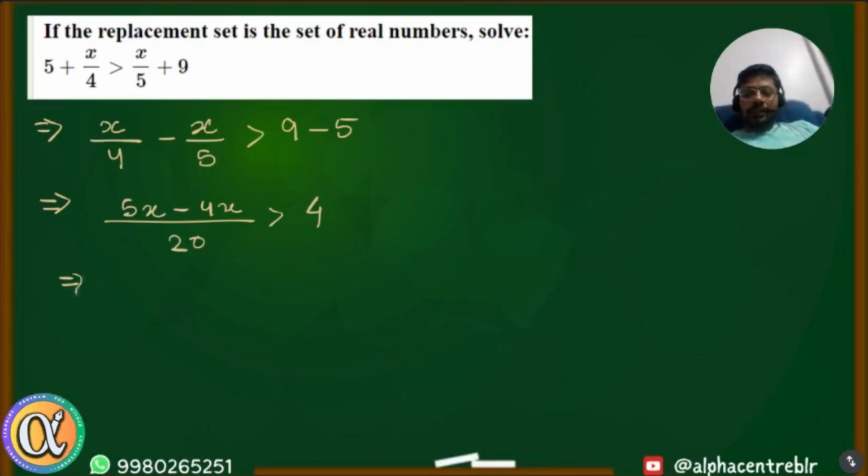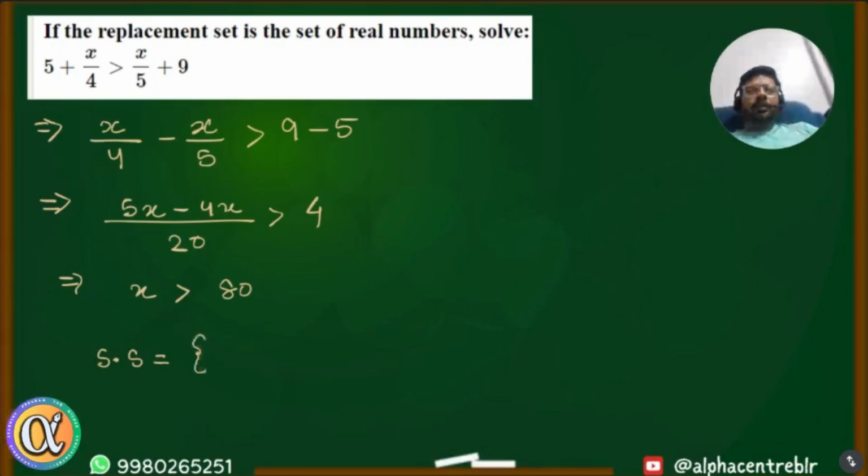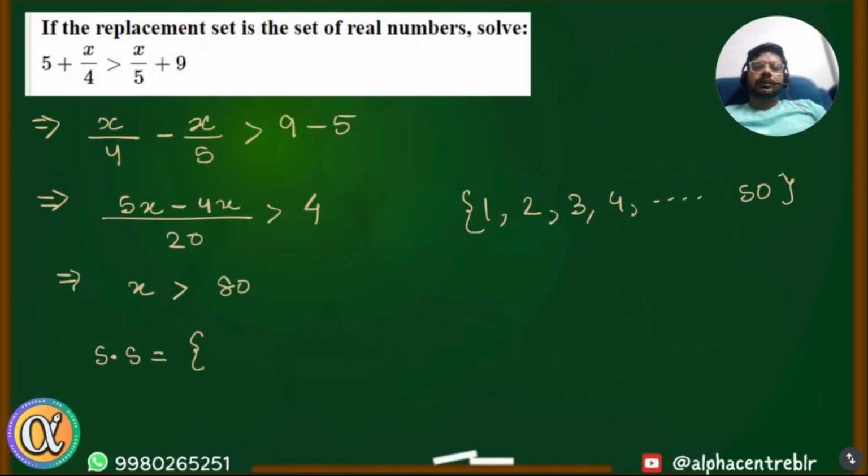Okay, therefore x is greater than 4 into 20, 80. Okay, now, the solution set for this. Generally, for real numbers, we can just write it in set builder form. Okay, what is set builder form?